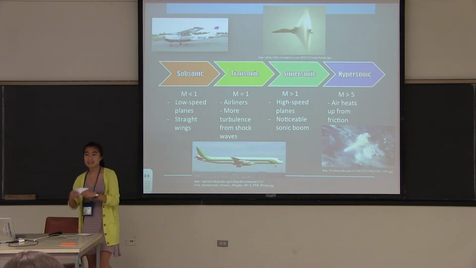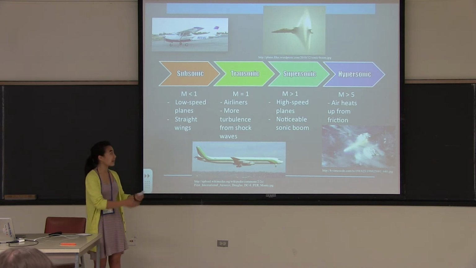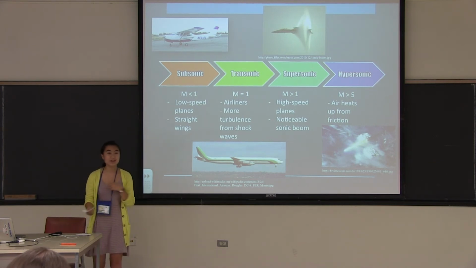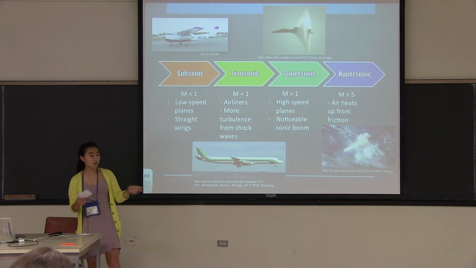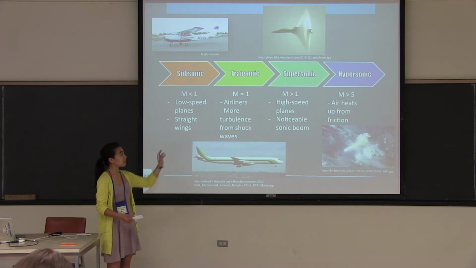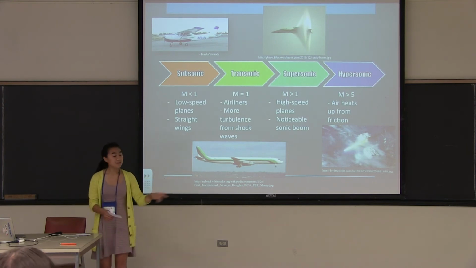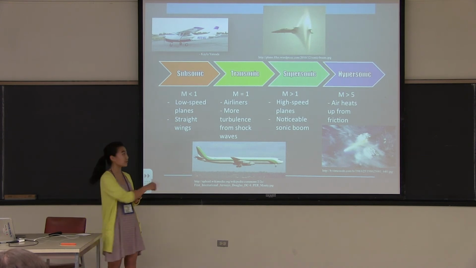So subsonic is under the speed of sound, under Mach 1. These are like the Cessna that we flew on, low speed planes. The air has equal density, and so it has no wave drag. Transonic is at the speed of sound, and it has more turbulence because of the shock waves formed by the areas of the plane that are going over the speed of sound. Supersonic is over the speed of sound, so you can see the sonic boom, which is formed because of the rapid change in pressure as the object goes past.